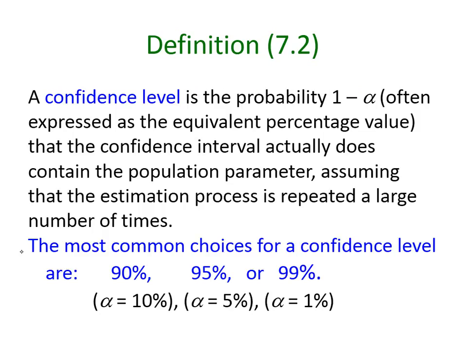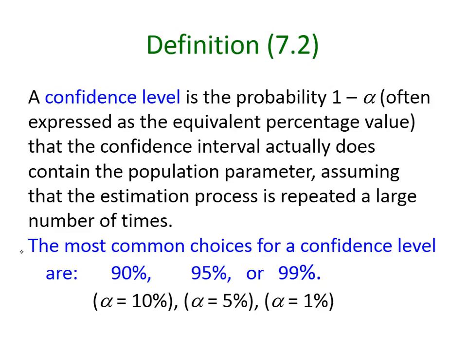The confidence level is important. That confidence level is the probability, the 1 minus alpha, often expressed as the equivalent percentage value, that the confidence interval actually does contain the population parameter, assuming that the estimation process is repeated a large number of times.